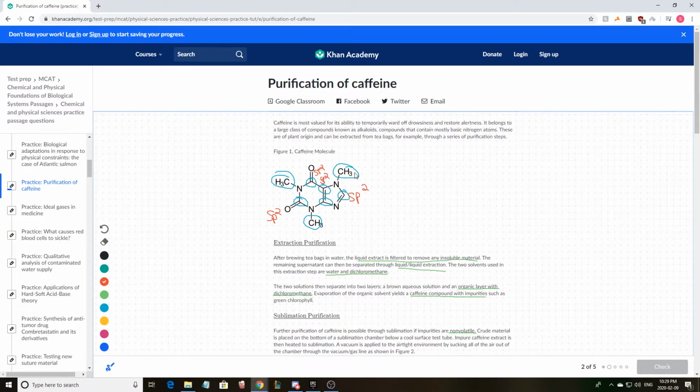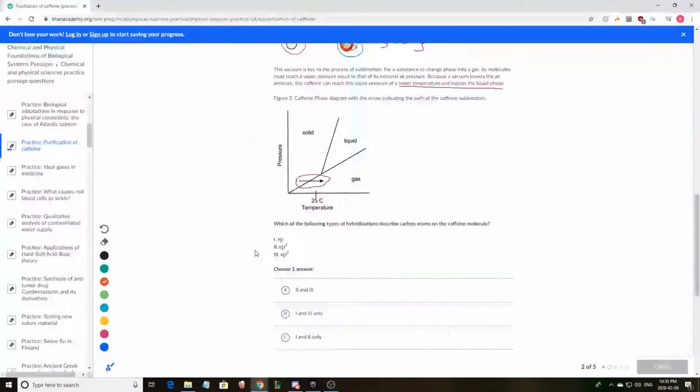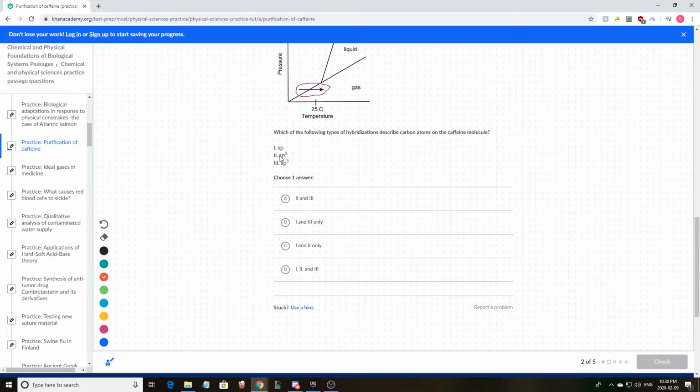But if we look at these side chain carbons, all of these are sp3 hybridized because they all have single bonds. sp3, sp2. So we can see that our caffeine molecule has a blend of sp2 and sp3 hybridized carbons. So let's go down. So sp2 is option 2 and sp3 is option 3. And that would be A, which has 2 and 3.